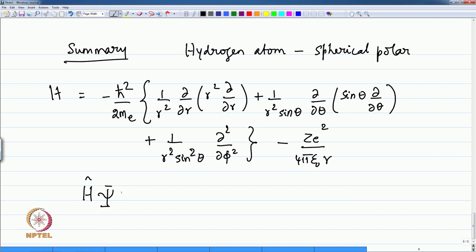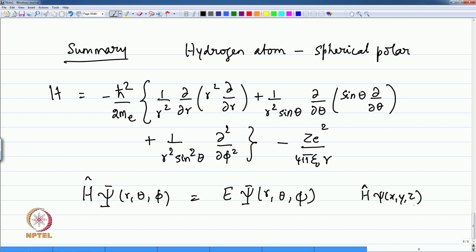and the equation that you are looking for solving is Hψ(r, θ, φ) equal to Eψ(r, θ, φ), instead of Hψ(x, y, z) in terms of Eψ(x, y, z). Okay. The wave functions are different in the different coordinate systems, but please remember the energy, which is independent of the coordinate representation, will not be different between different coordinate systems.